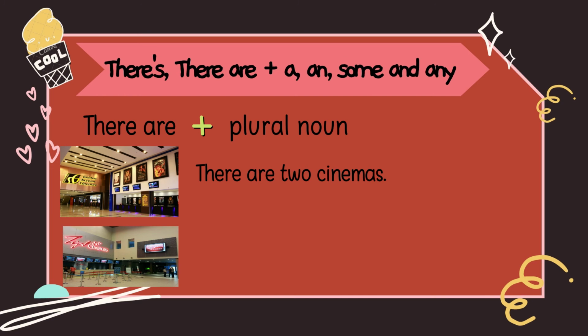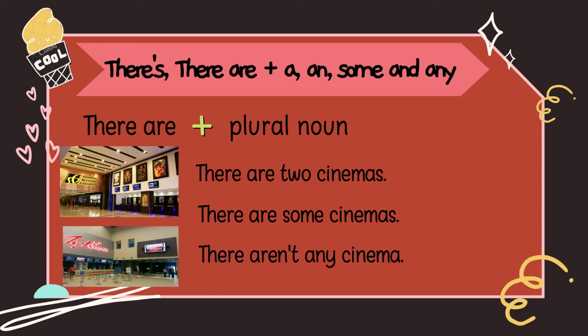At the same time, if you're not sure how many cinemas there are in that particular area, but you are sure that there are more than 1, you can use some. For example, there are some cinemas. From this sentence, you know that there are more than 1 cinemas in that particular place. Next, there aren't any cinemas. There aren't any cinemas means there are no cinemas at all in that particular place.